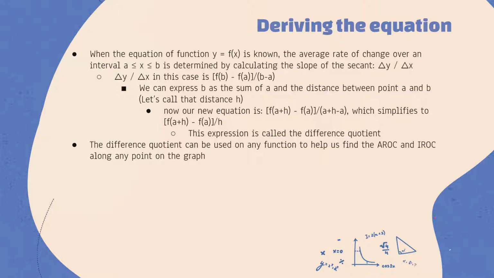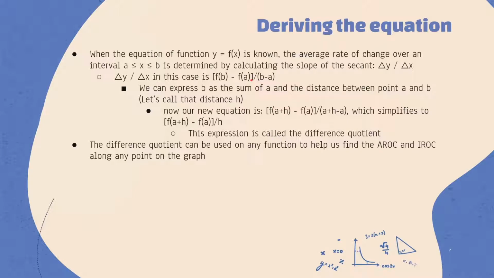Deriving the equation is pretty simple. So for example, you have a function y equals f of x. We know that the rate of change over some interval, let's say from point A to point B, can be determined by calculating the slope of the secant, which is of course delta y over delta x. So what is y here? Well, the first y would be f of a, right? And the second y would be f of b. So putting those values into delta y over delta x, we should actually get this equation here, which is f of b minus f of a divided by b minus a.